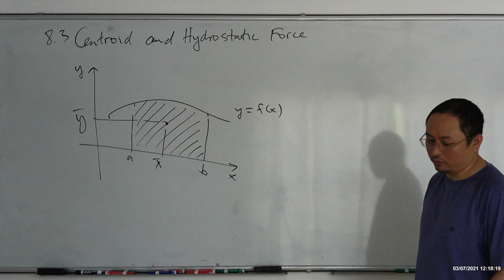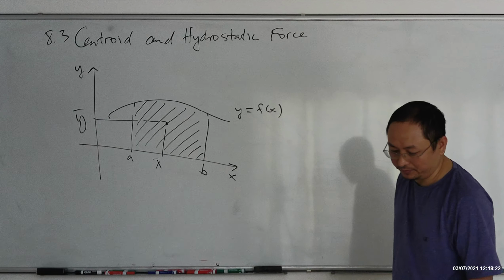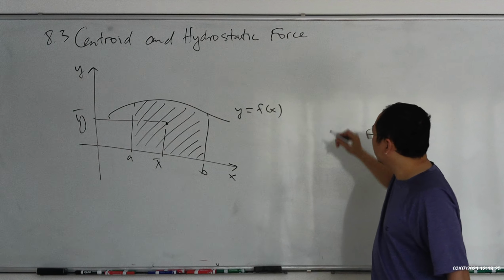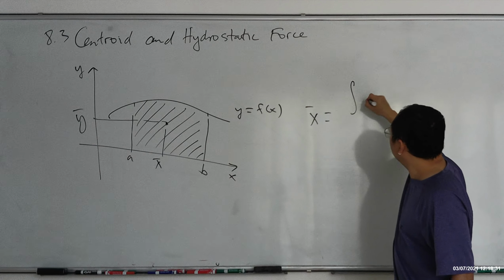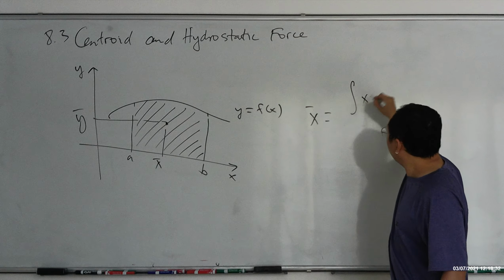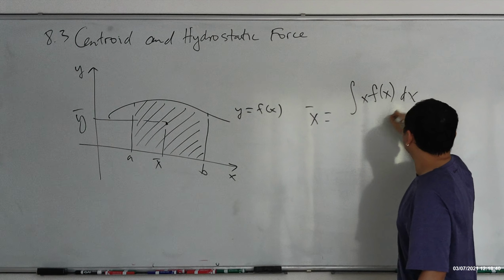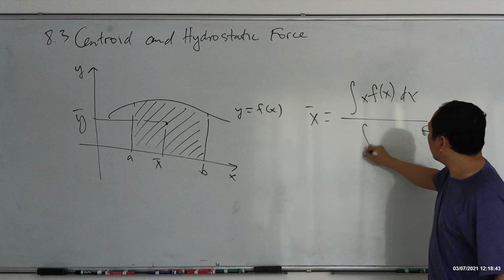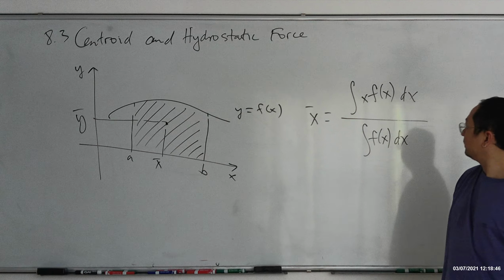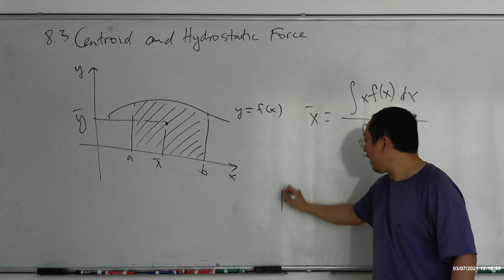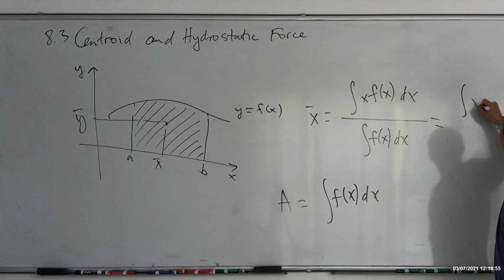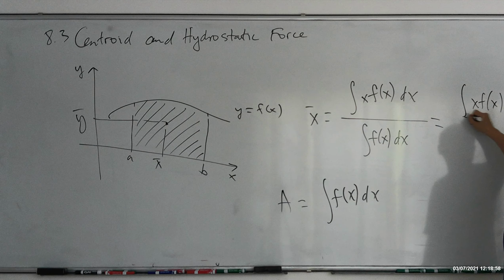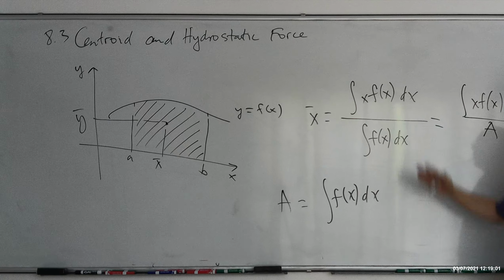And we're going to show you the formula to calculate x bar and y bar. x bar is calculated this way. It's the integral of x times f of x dx over the integral of f of x dx. The book used a, so it's okay. In our book, they know a equals the integral of f of x dx, so they write it as the integral of x f of x dx over a. But I'm going to write it this way, it's the same.